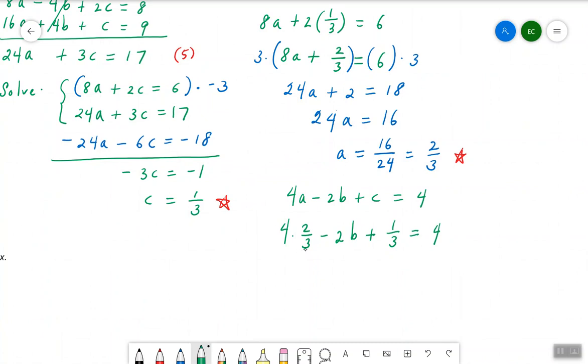And let's see here. 4 times 2/3 is 8/3, right? Multiply numerator times numerator. That's 8/3 there. Plus 1/3 makes 9/3. 9/3 is just 3. So 4 times 2/3 plus 1/3 just makes 3. So 3 minus 2b equals 4. And we can subtract 3 from both sides and get 1. And so b is negative 1/2.